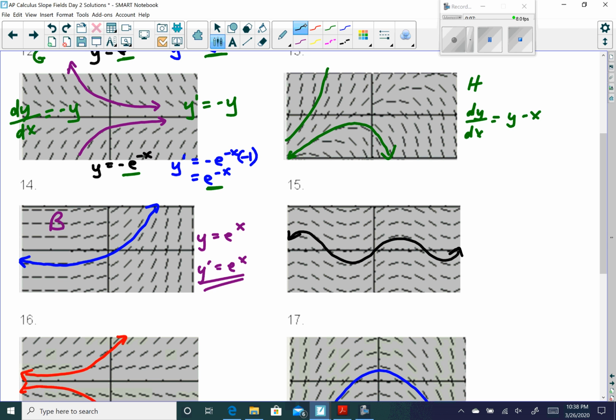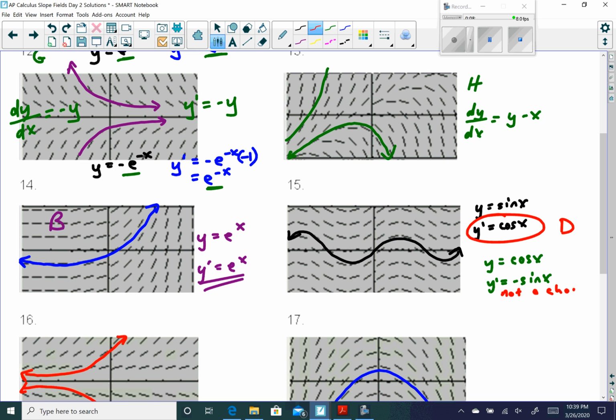All right, for 15, this definitely looks like a sine or cosine function, so a periodic function. So we have two choices here, C and D. So let's say if y was equal to sine x, then y prime would equal cosine x. Or what if we said it the other way around? If y was equal to cosine x, then y prime would equal the opposite of sine x. Well, we don't have the opposite of sine x as an option here, so it has to be this one. So dy over dx is going to equal cosine x, so that was choice D for this one. This was another possibility, but it didn't show up, so we'll say not a choice. But it very well could have been.